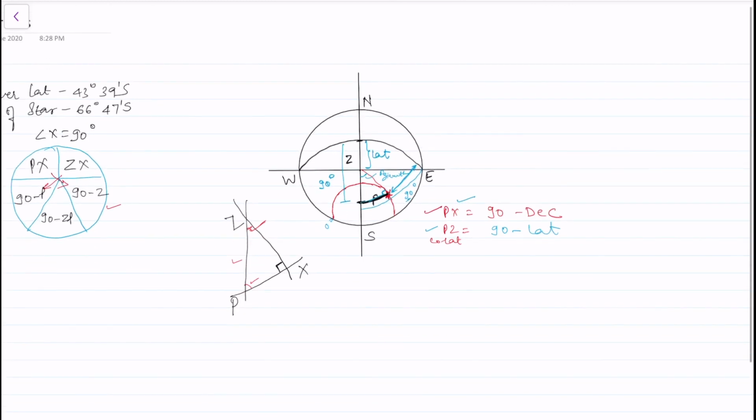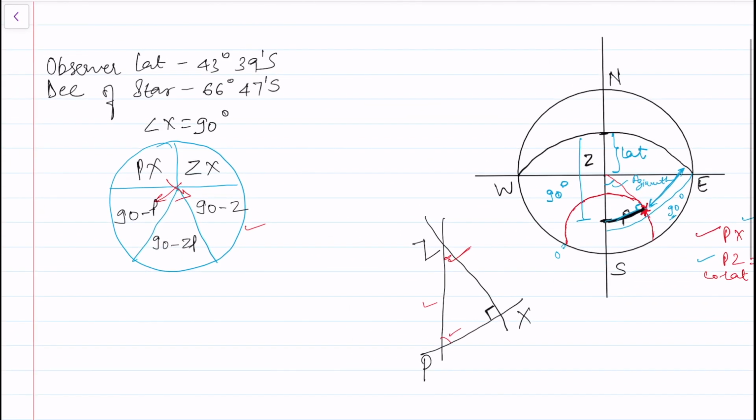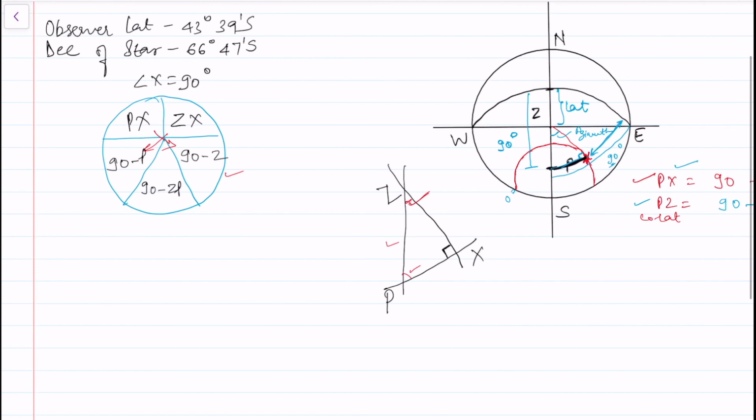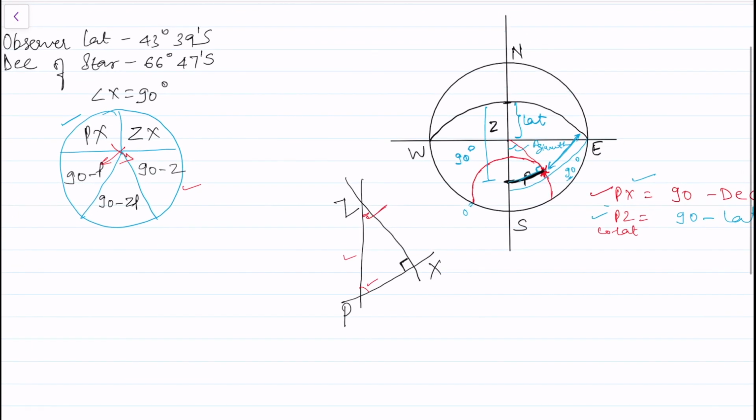So coming back to the solution, now what all do we have? We have PX, we have found it here. Then we have ZP or PZ. Okay, we have the second value, and we have to find out angle Z. So what we will do, we will use PX.